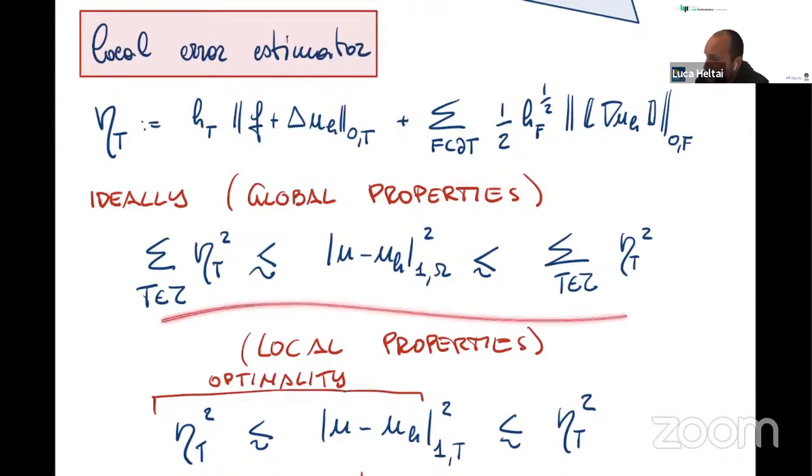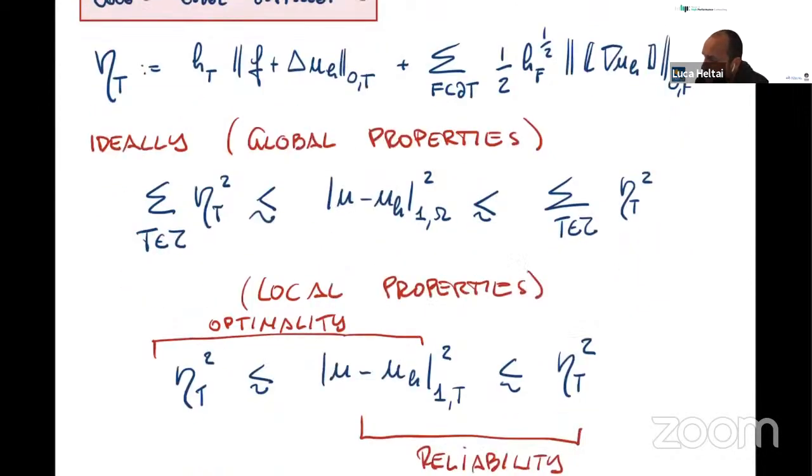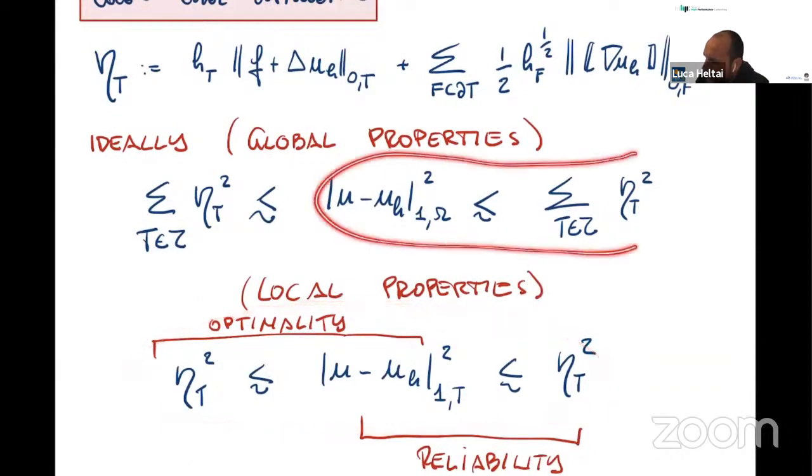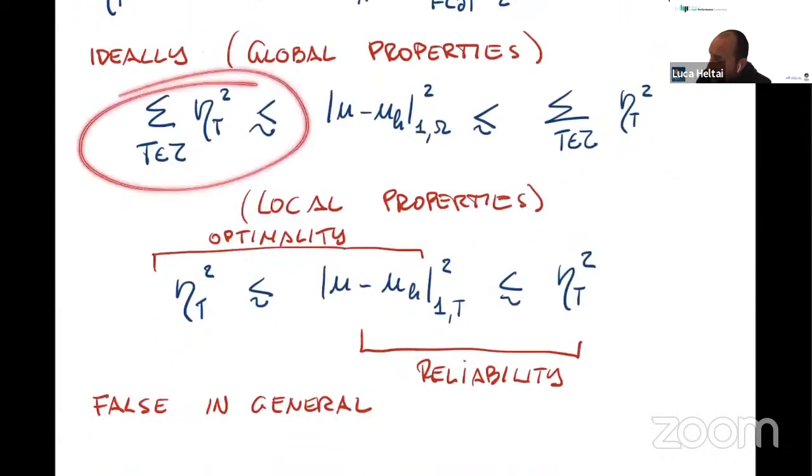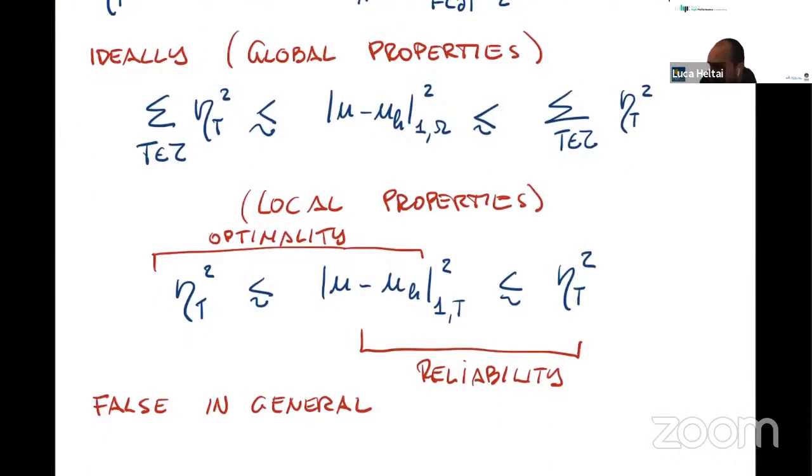Ideally, you would like to prove this from the global and from the local point of view. You can actually prove this quite easily. So the global property from above is easy to write. The global properties from below is also easy to write, because you can actually prove the local optimality.